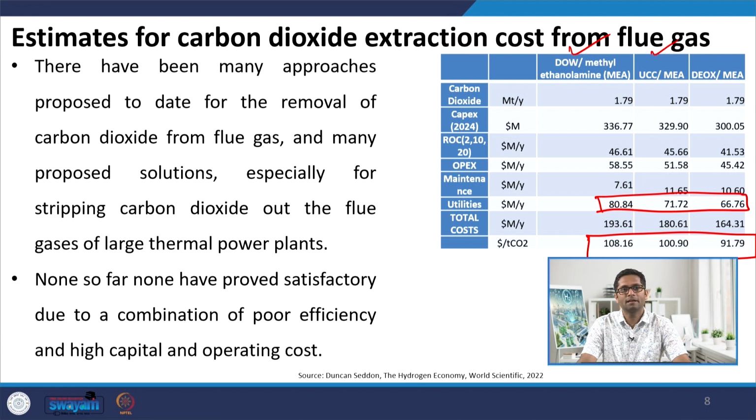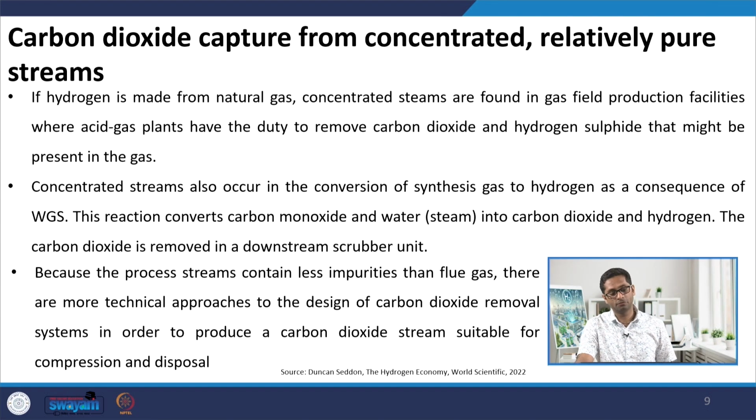The other thing is, even if you are able to capture it, what are you going to do with the quantum of CO2 that is getting produced? There are not many end uses. And just to make the point, this is just the cost of capture. In case you would want to sequester it and put it in some kind of reservoirs, that cost would be an add-on to this. Then the second major source of CO2 would be from a concentrated, relatively pure stream.